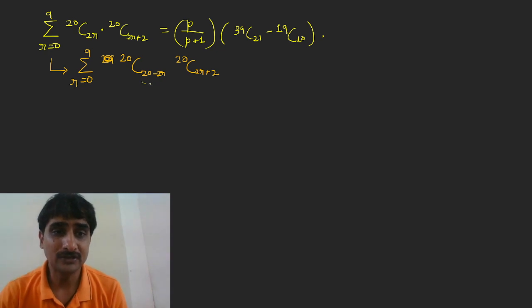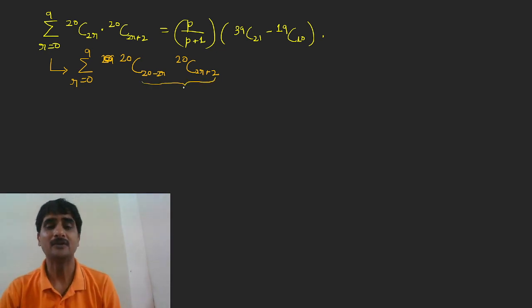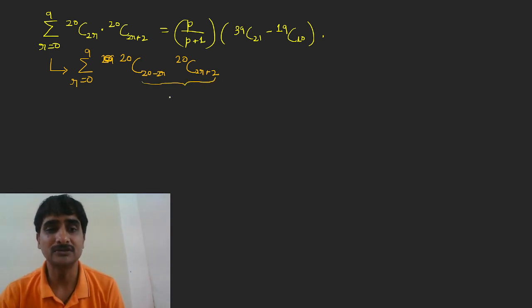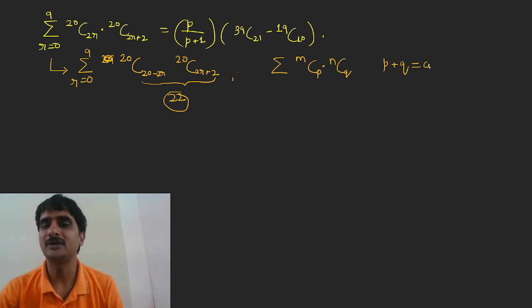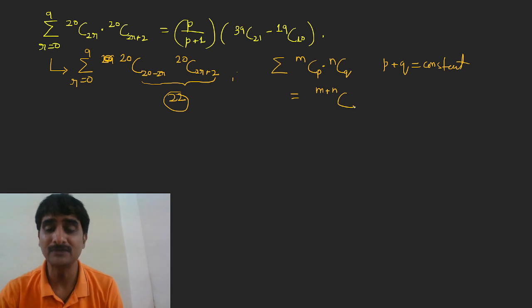What needs to be observed is the sum of subscripts of both the binomial coefficients is a constant, and that is 22. So independent of r, whatever value of r you put here, the sum of subscripts remains constant, and for that we have a result. It's like mCp into nCq, where p plus q is a constant. Remember this. So the result is (m plus n) C (sum of subscripts), which is a constant.